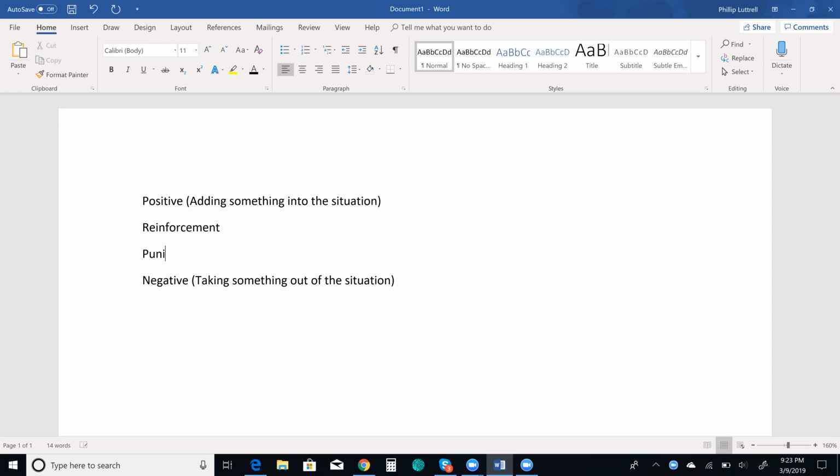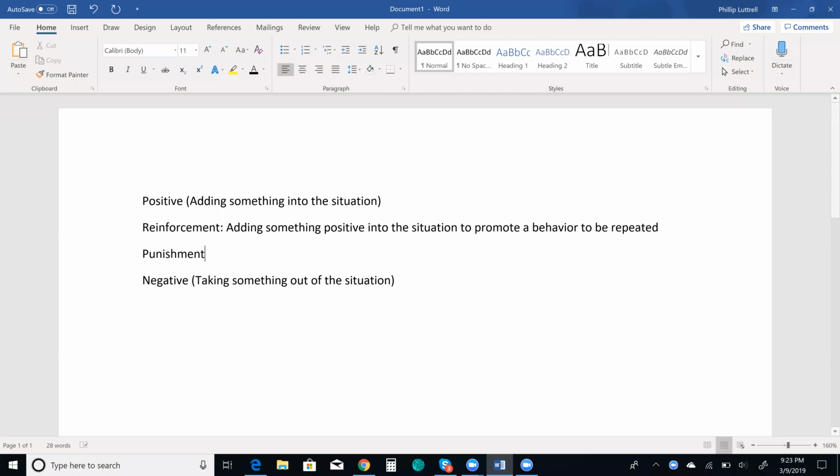and then punishment. So you can think about it. Reinforcing something would be wanting it to stick around. So reinforcement would be adding something positive into this situation to promote a behavior to be repeated.